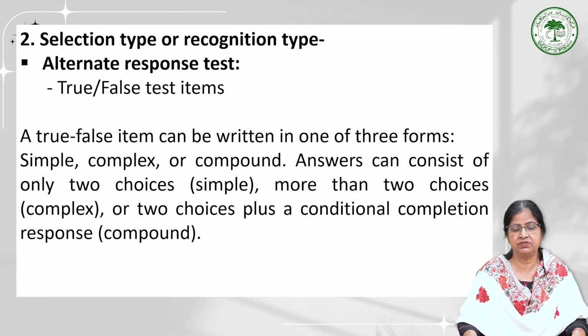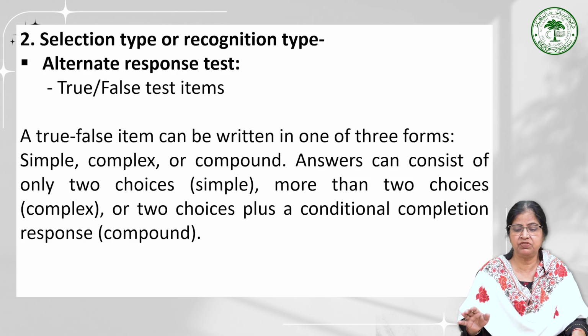Alternate response test, true false test items. True false items can be written in one of 3 forms: simple, complex or compound. The answer can consist of only 2 choices, simple; more than 2 choices, complex; or 2 choices plus a conditional completion response, compound. So, this is a selection type or recognition type of item, where true false items can be written in one of 3 forms.